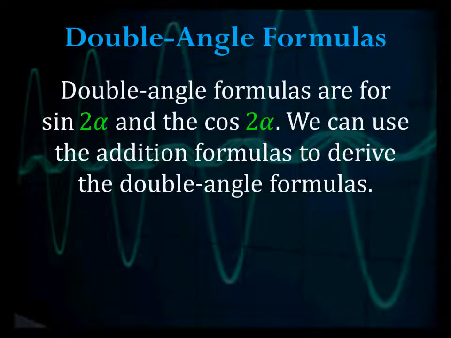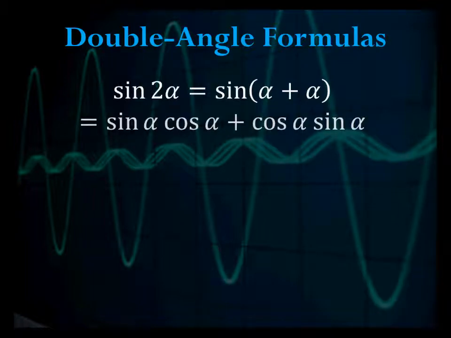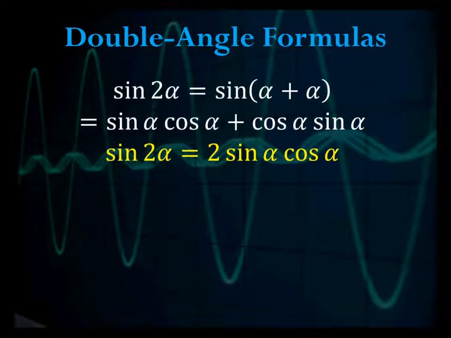So the double angle formulas are for sine of 2 alpha and the cosine of 2 alpha. How do we figure out what those are equal to? You can use addition formulas that we learned yesterday. So let's start with sine of 2 alpha. The sine of 2 alpha equals the sine of alpha plus alpha. Now, if we use the addition formula we used yesterday, we get sine alpha cosine alpha plus cosine alpha sine alpha. We can combine those and conclude that sine of 2 alpha equals 2 sine alpha cosine alpha. So this represents the double angle formula for sine. Sine of 2 alpha equals 2 sine alpha cosine alpha.